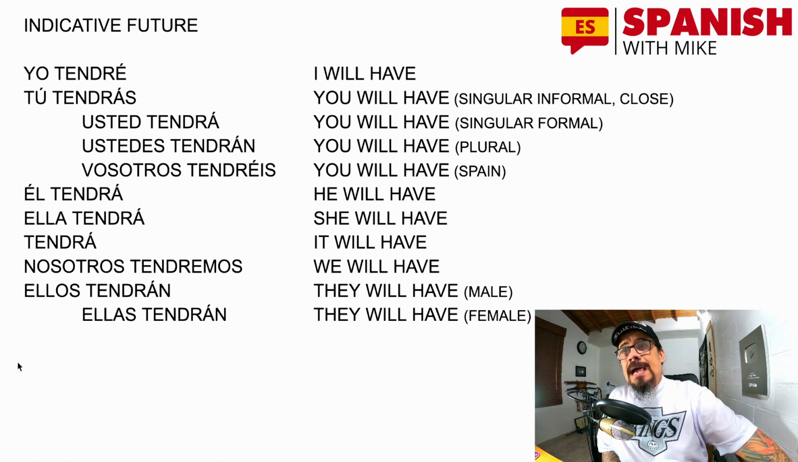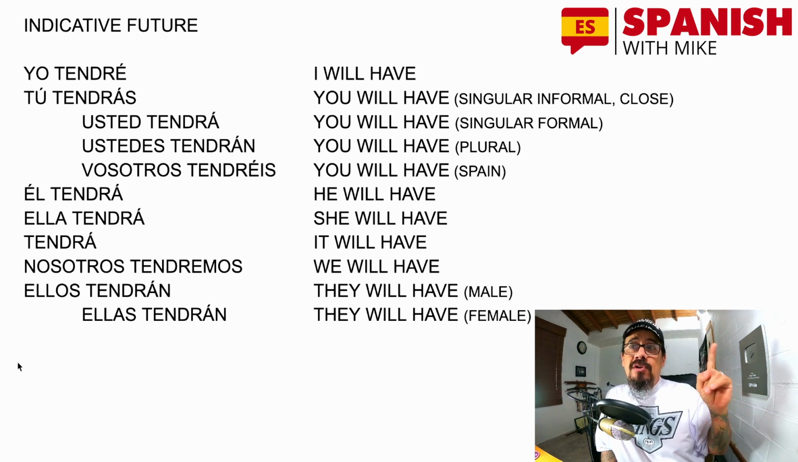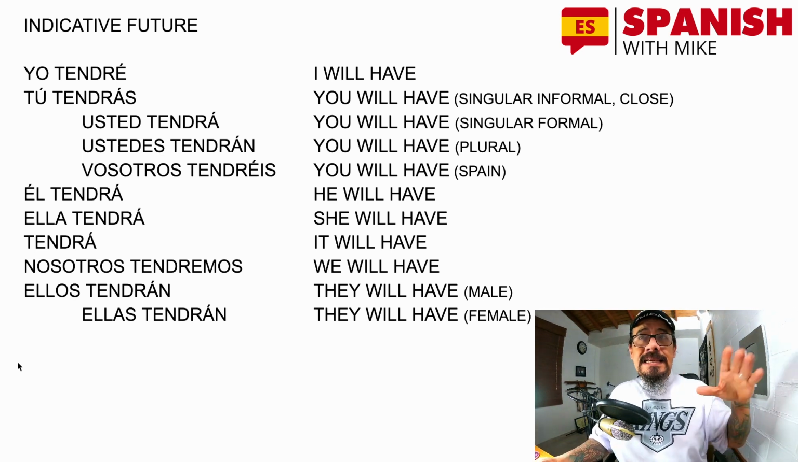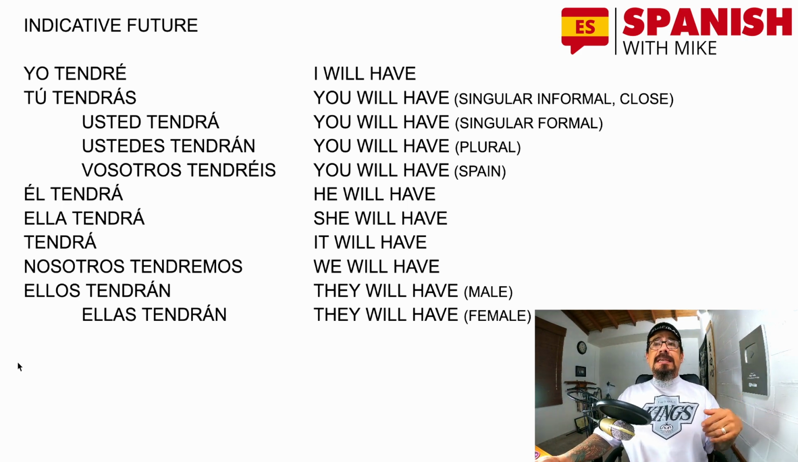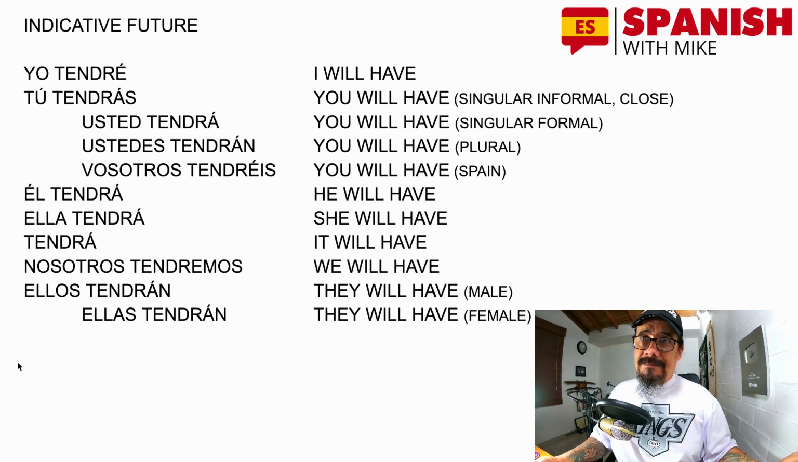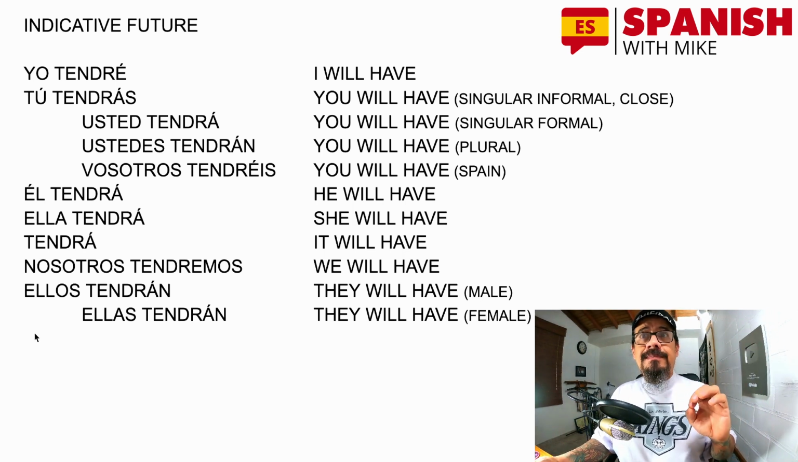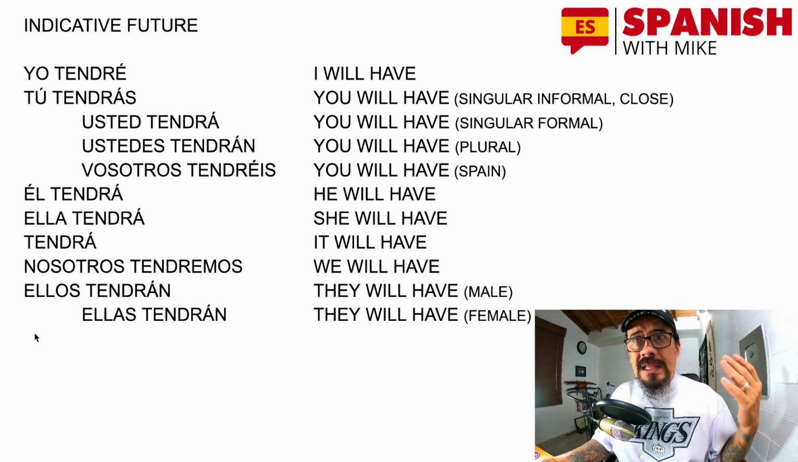Yo tendré, I will have. Tú tendrás, you will have, if it's singular, informal, and we are close. Usted tendrá, you will have, singular, formal. Ustedes tendrán, if it's plural, you will have. Vosotros tenéis, you will have, if we were in Spain. Él tendrá, he will have. Ella tendrá, she will have.